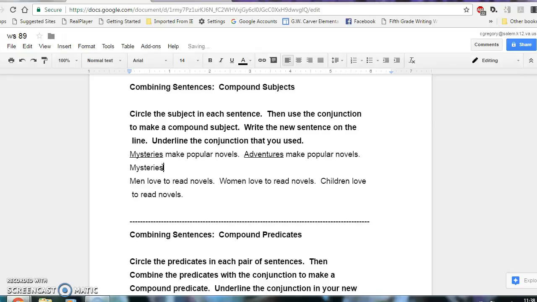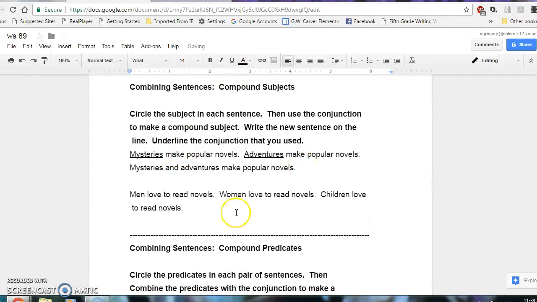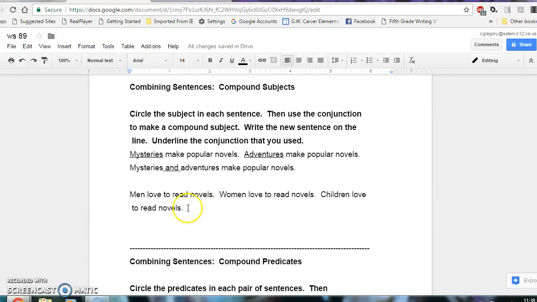Mysteries and adventures. Well, I should be capitalizing that. Make popular novels. All right, and it did say to underline the conjunction that you used. The conjunction here is and. That is a joining conjunction. It's usually used when things are compared. They share things.